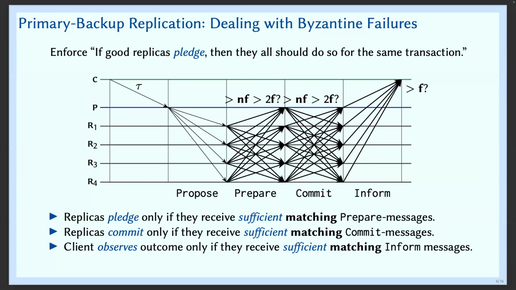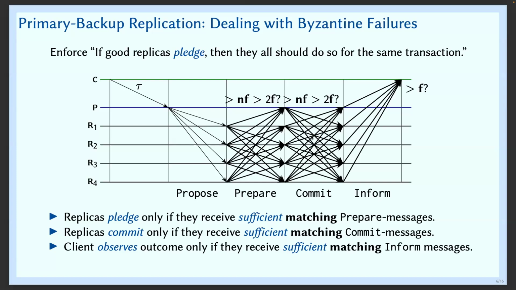What do you think would happen in that case? Instead of saying right now, we're saying client to collect F inform messages, or F plus 1 inform messages. What if we tell the client instead to collect 2F plus 1 commit messages, not inform messages, commit messages?